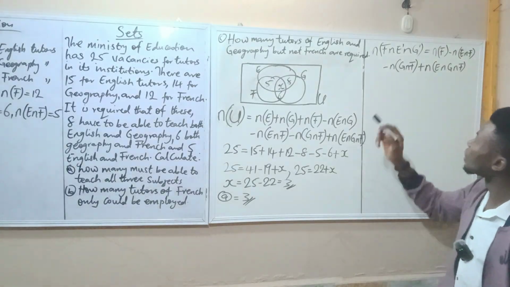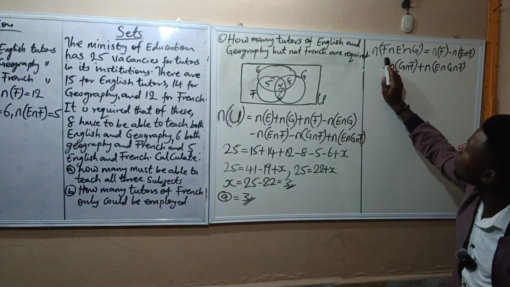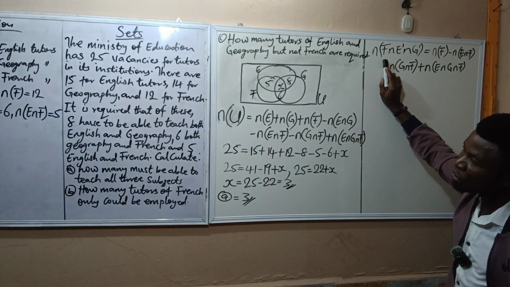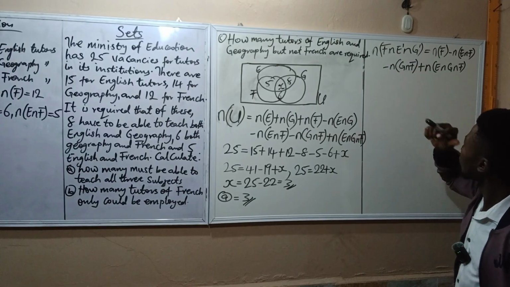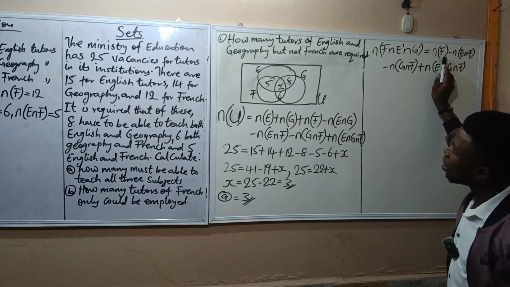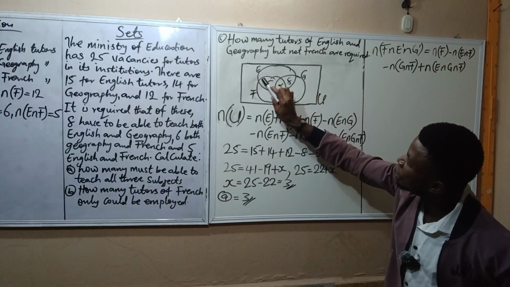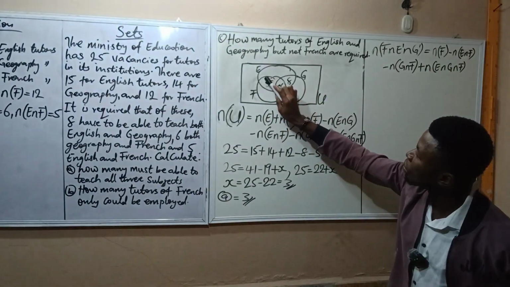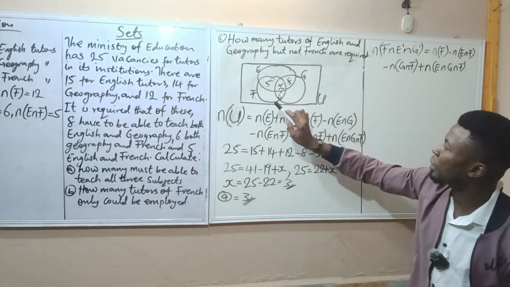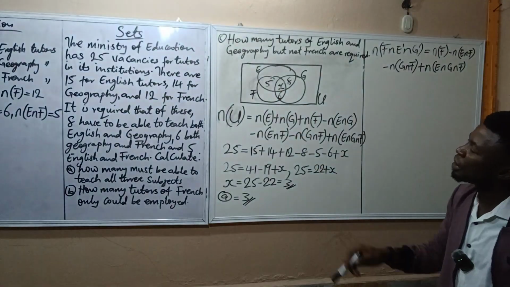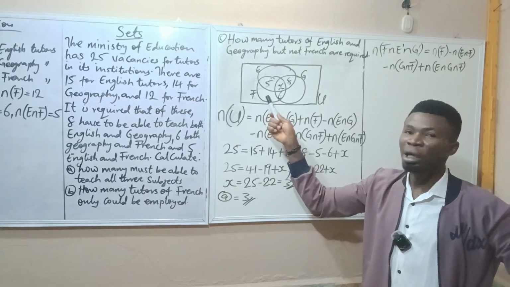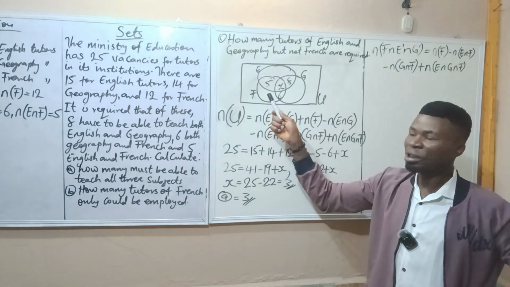Now we are asked to get the number of French only could be employed. That means the number of French intersection E prime intersection G prime. And that is equal to the number of French. If you say the number of French, it means all of this in this circle. You see this 5 is there, this X is there, this 6 is there, and what should be here? All of this. But then they said we should get the number of people alone here, French that could be employed.